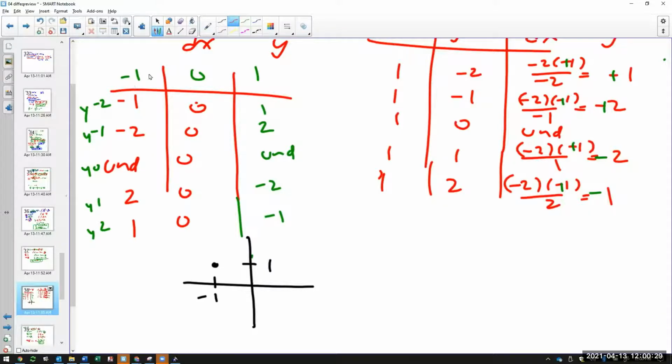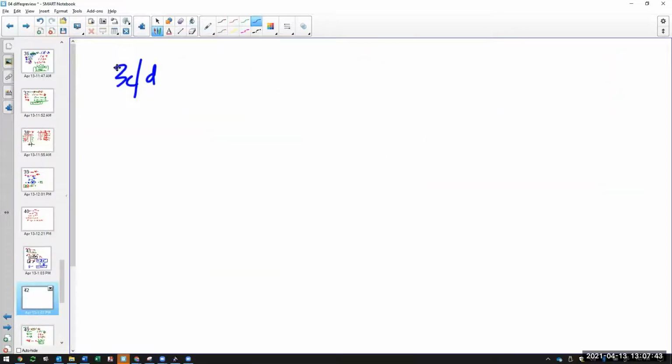Which is this column right here, and your y is 1, so that's this value, 2. And so right here, you do a slope of about 2. That makes sense to you guys? Okay. And then you just draw all your slopes. Okay. When it says a tangent line, you do the tangent line.